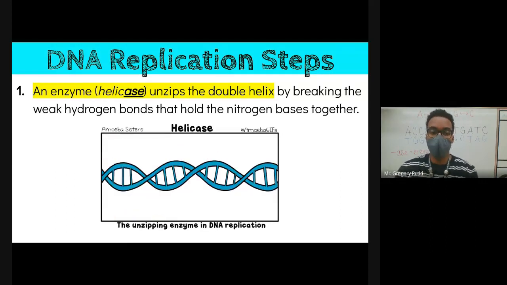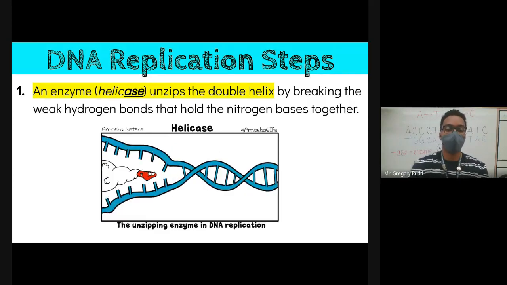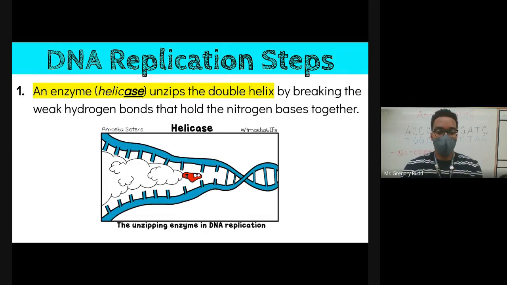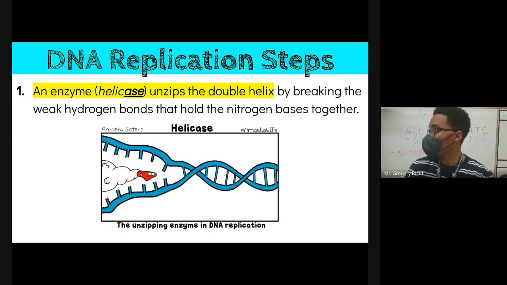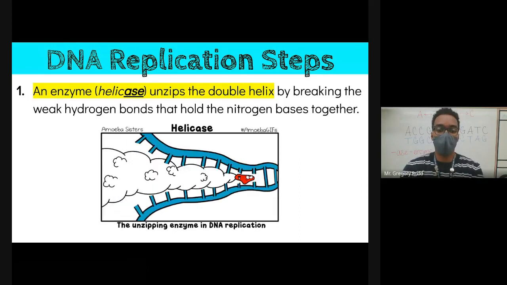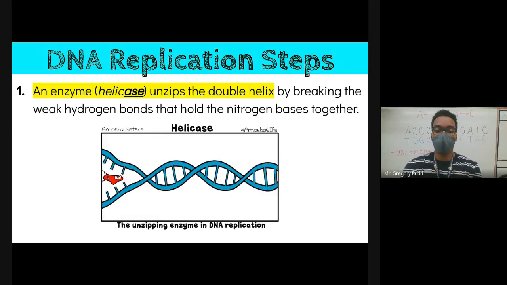We see that ase ending, indicating that this is an enzyme. Helicase, as we can see in this animation on the screen, comes through and breaks the hydrogen bonds that hold nitrogen bases together. And this separates the 2 strands of DNA.